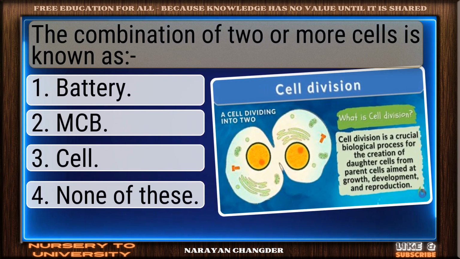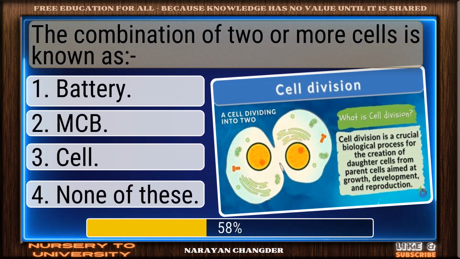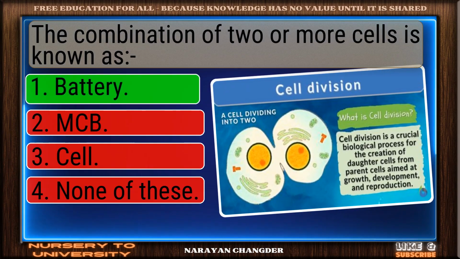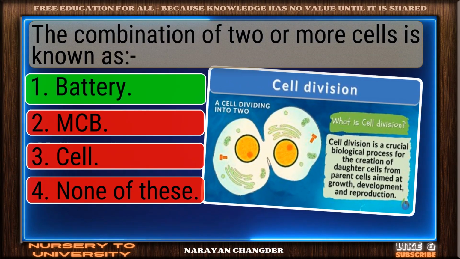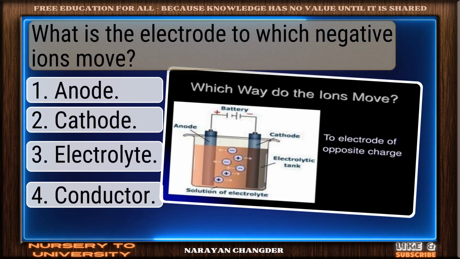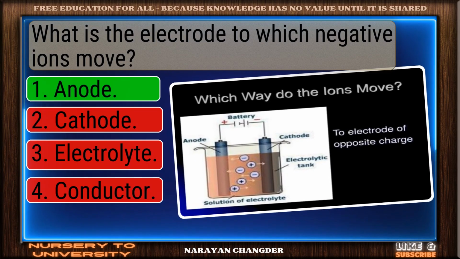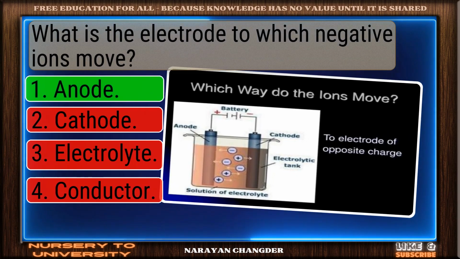Question number 44. The combination of 2 or more cells is known as? Nice work. You chose battery, and it is correct. Question number 45. What is the electrode to which negative ions move? You chose anode, and it is correct.